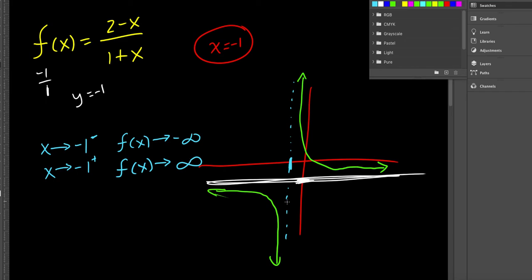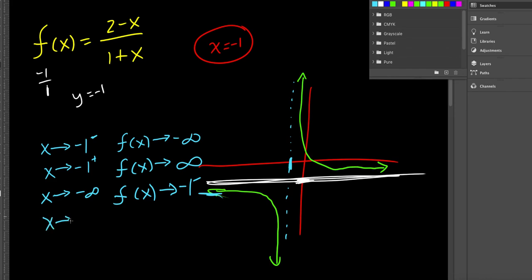Okay, now we're going to look at the ends. So as we approach -infinity, so as we're going right here, so as x approaches -infinity, what does f of x do? Well, f of x gets closer and closer to this -1 value, and it's on the negative side. So this time the negative is down. So it approaches -1 from the negative side. So this is referring to the white horizontal asymptote.